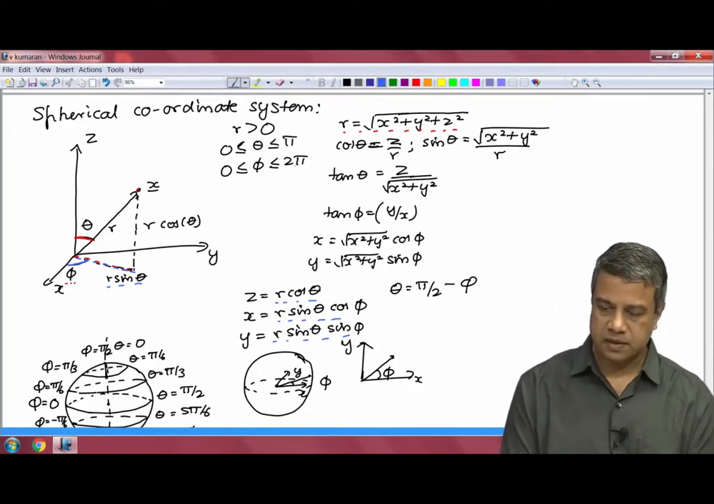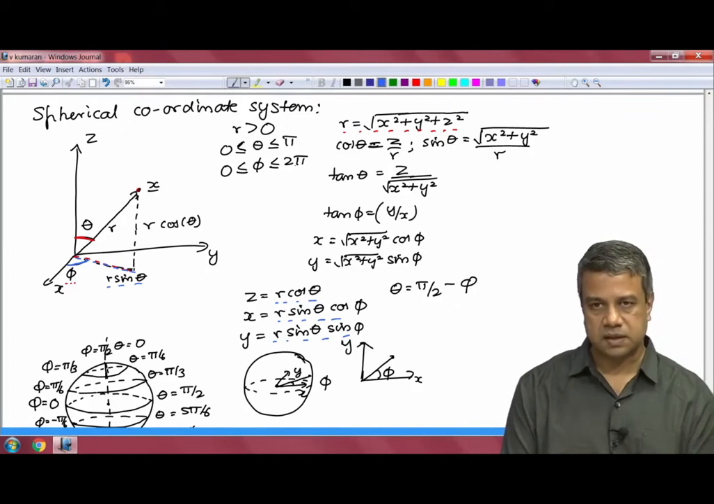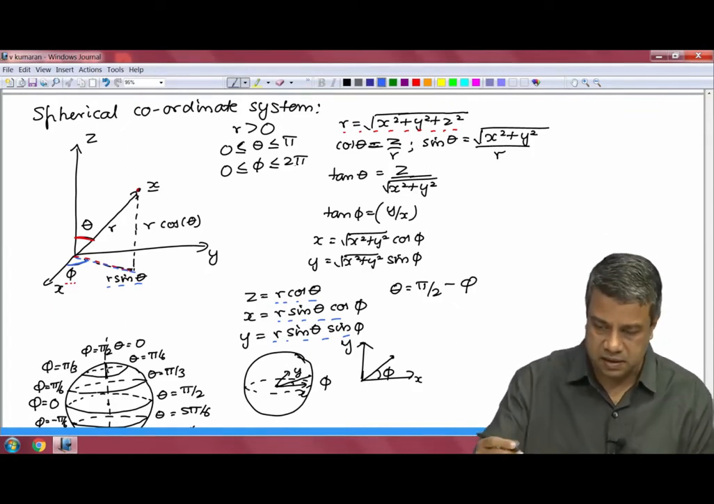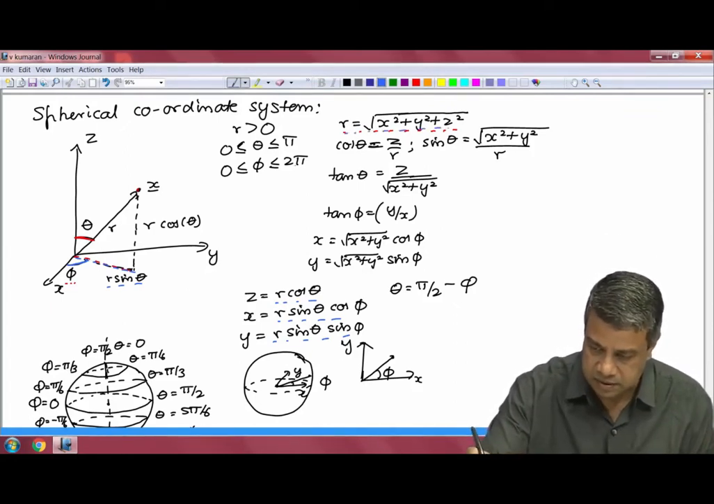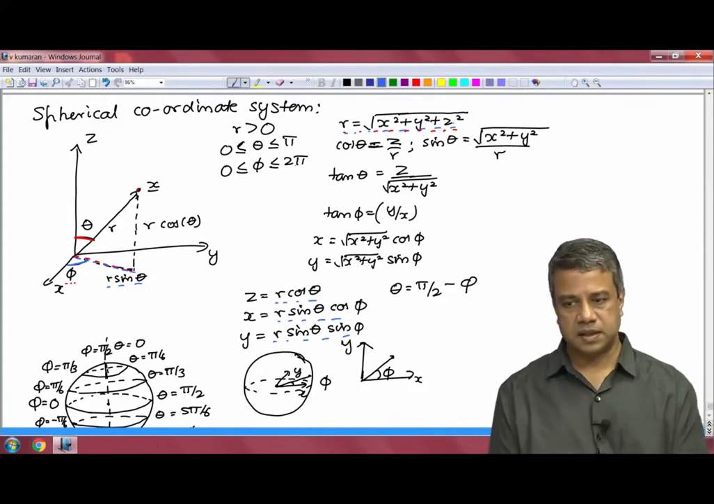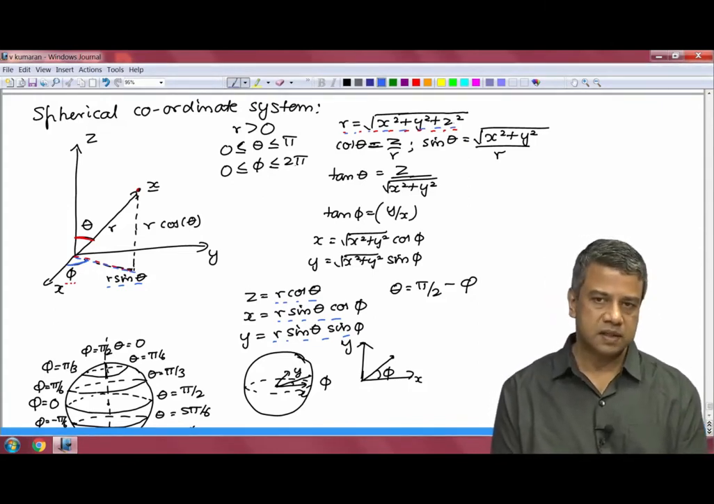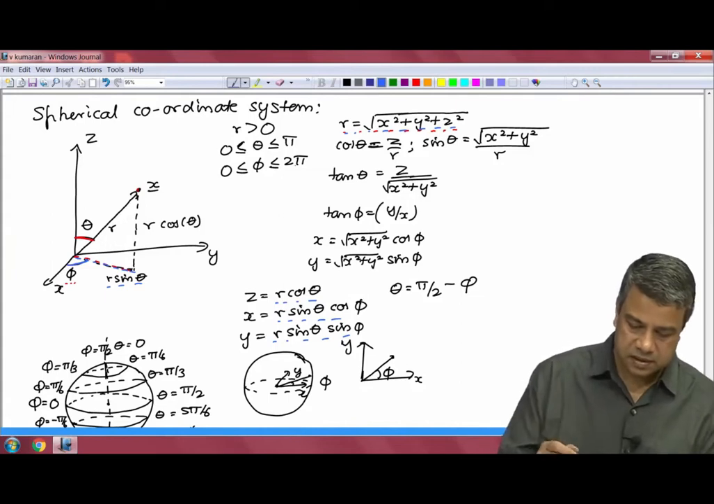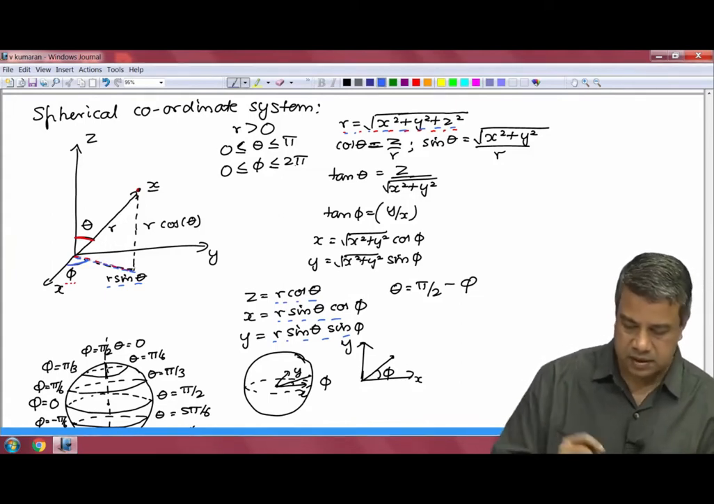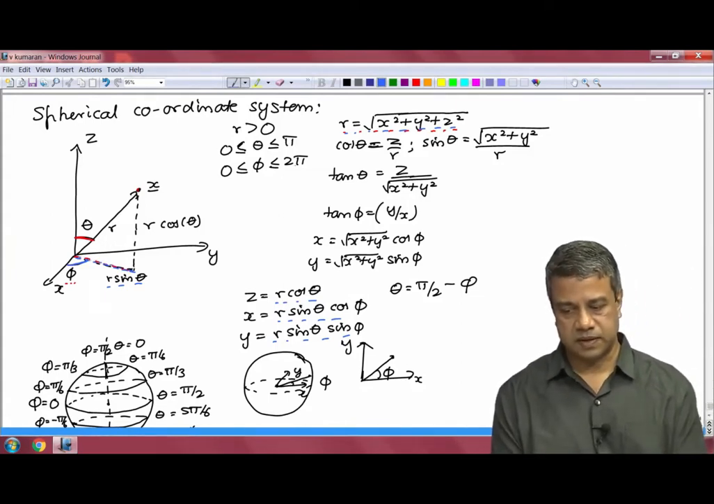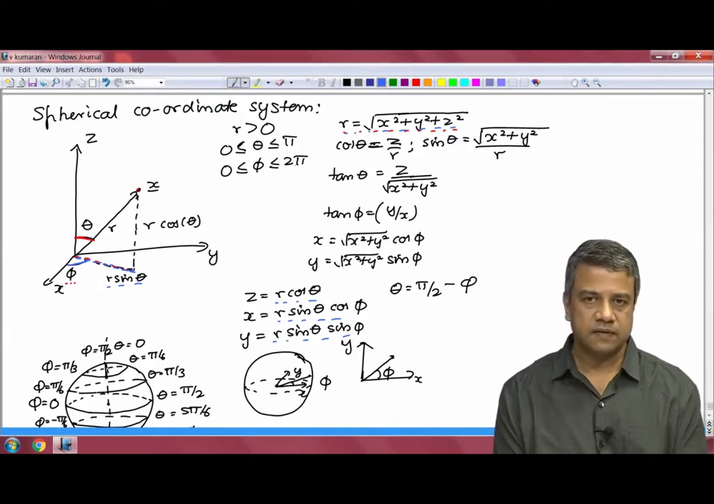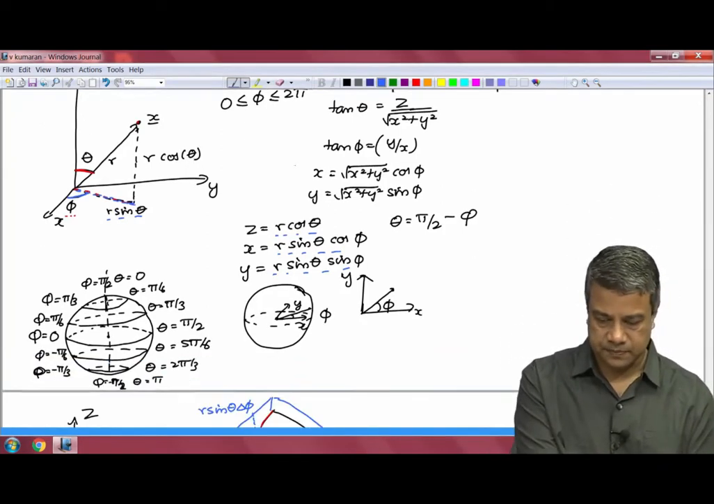And it also explained to you how r is related to x, y and z. It is just the distance from the origin. Cos theta is z by r, or tan theta is equal to z by this projection onto the xy plane, that is square root of x square plus y square, and tan phi is equal to y by x. So, those are the relations between the r theta phi system and the x y z system.